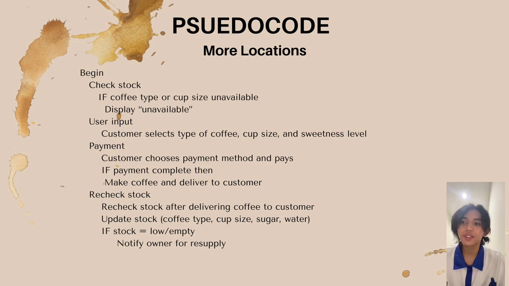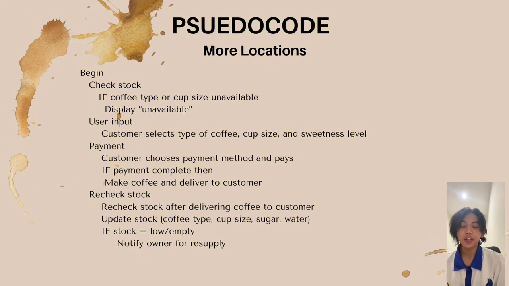Next, user input. The customer selects type of coffee, cup size, and sweetness level. And then after choosing that, the customer will proceed to the next step, which is payment. The customer chooses what type of payment they want, whether it's debit card or QR or cash, but no one uses cash nowadays. So after the payment process is complete and it's successful, the machine will make the coffee and dispense it to the customer.